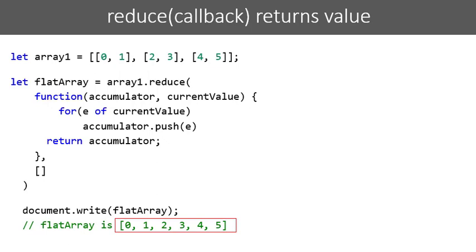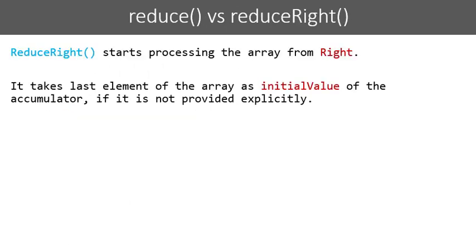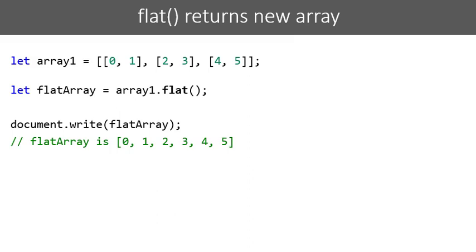JavaScript arrays also have a built-in flat method which can be used to flatten an array. There is also a reduceRight method which is the same as the reduce method, but it starts processing the array from the right, and the last element is taken as the initial value of the accumulator variable if it is not provided explicitly. You can flatten arrays by using the flat method. It is simpler and works recursively to create a flat array. Additionally, you can provide depth as a parameter to limit the depth of recursion. By default, it is 1.